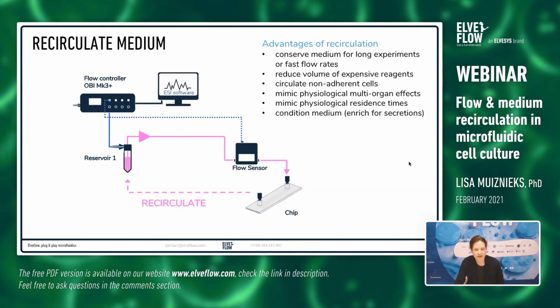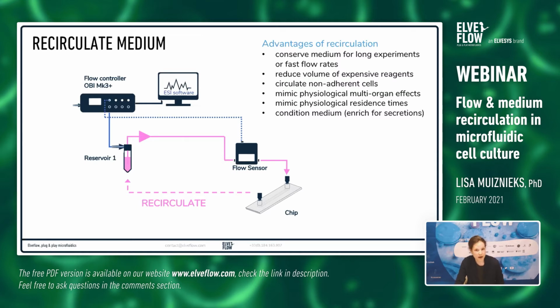But what if you would like to recirculate medium through your cell culture on chip, like recirculation of blood in the body, instead of having the liquid go to waste after it leaves the chip? There are many reasons you might choose to recirculate medium. These include practical considerations, like conserving medium if you run a days-long experiment or if you use a fast flow rate, or to reduce the amount of expensive reagent you might add to your medium.